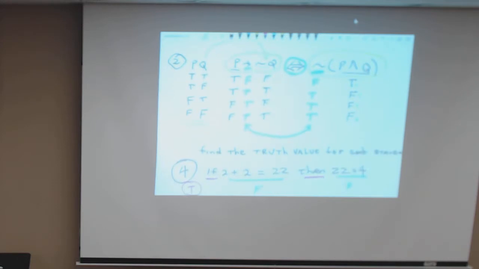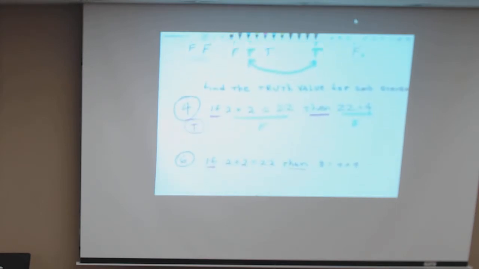Number 4. In problems 4 to 7, find the truth value for each statement. All right. This is going to mess with your head a little bit. Find the truth value for each statement. If 2 plus 2 is 22. If, see, here's the truth statement part. If then. You got that? When you see if then, that's an if then statement.